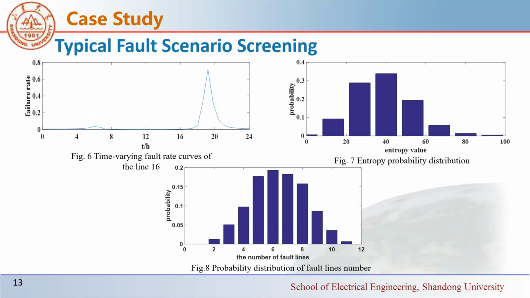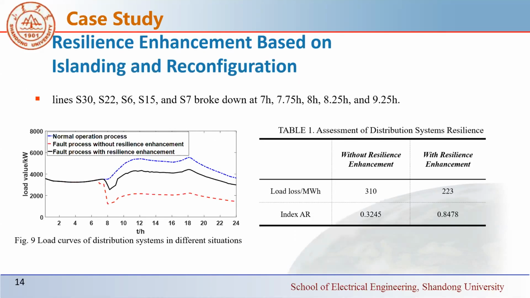It can be seen that the typical number of fault lines is 4 to 9. Hence, taking the 5-line fault as an example, a typical fault scenario meeting the requirements of information entropy is selected. In this condition, lines 30, 22, 6, 15, and 7 broke down at the following moments.